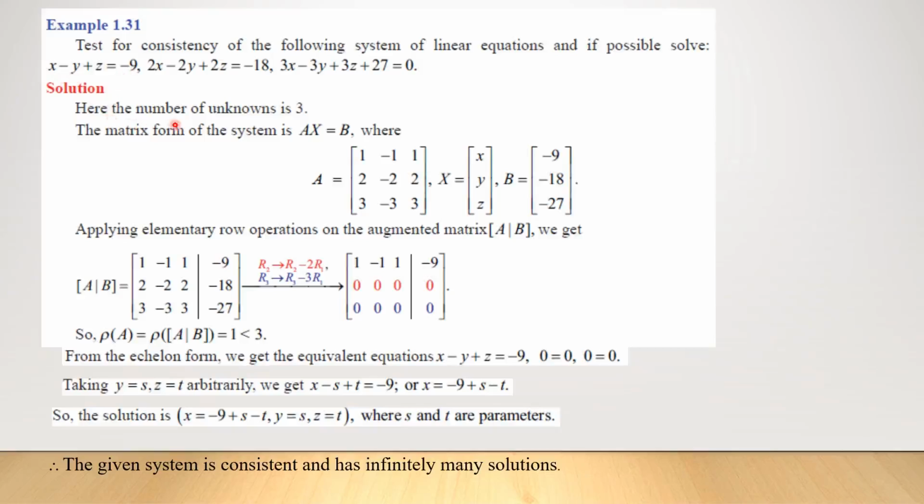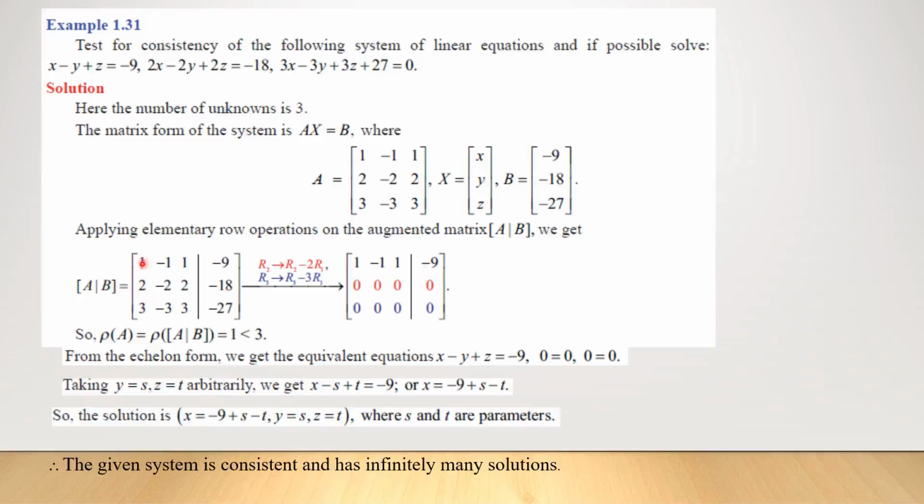Here the number of unknowns is 3. The matrix form of the system is Ax equal to B. Here A is the coefficient matrix, X is the variable matrix, B is the constant matrix. That is, this plus 27 comes to this side as minus 27. Here all are X, Y, Z only.